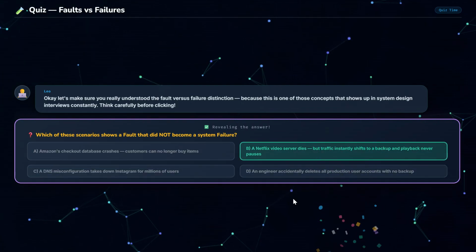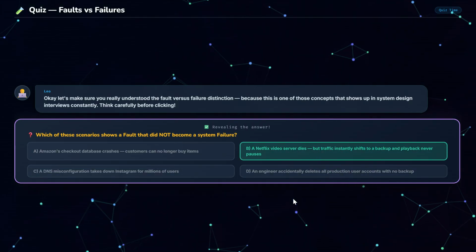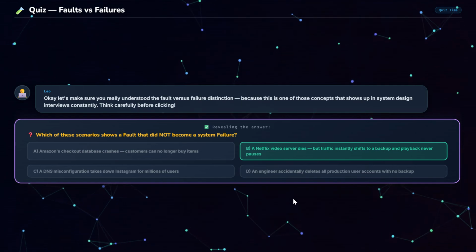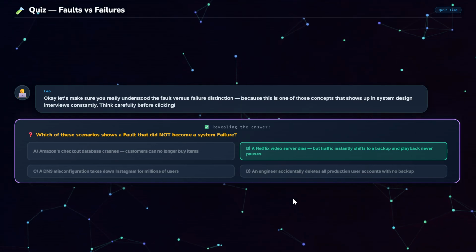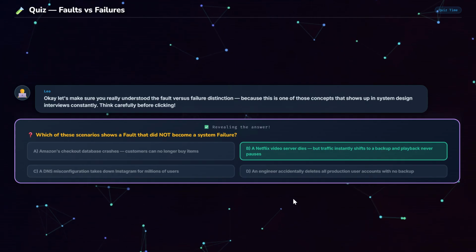Perfect. One server died, that is the fault. But the load balancer instantly rerouted traffic to healthy servers and users never noticed a thing. That is fault tolerance in action. Beautifully done.